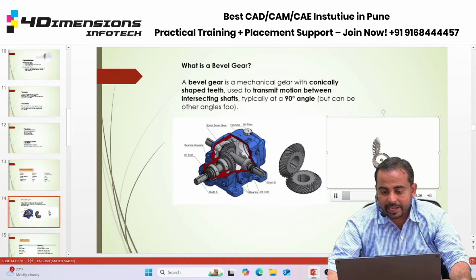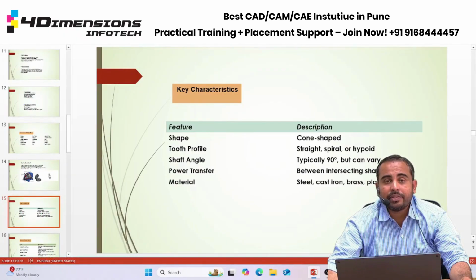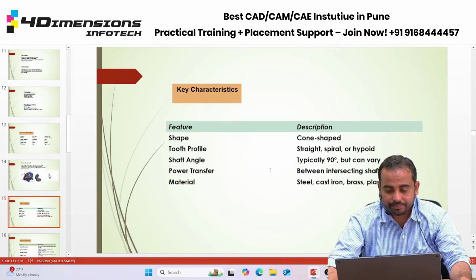So a bevel gear is a mechanical gear with conically shaped teeth used to transmit motion between intersecting shafts, typically at 90 degrees. The angle can be changed from 90 degrees also. Now the key characteristics. According to shape, they are cone shaped. Tooth profile: straight, spiral or hypoid. Shaft angle is typically 90 degrees but can be varied. Power transfer is between intersecting shafts. Materials used for this kind of manufacturing: steel, cast iron, brass, plastic, etc.